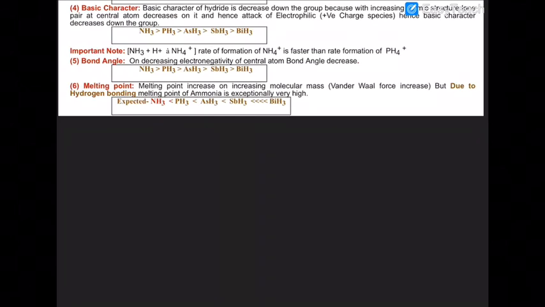After that, you have the basic character. Now, if the electronegativity of the central element is high, the lone pair will be closer to the central atom. But if the electronegativity of the central atom is low, then the lone pair of electrons is less involved with the atom. So basic character decreases down the group, ammonia being in comparison to bismuthine. Okay.